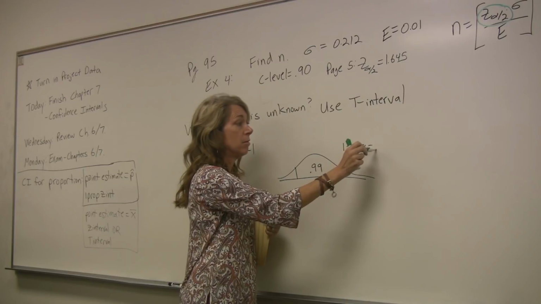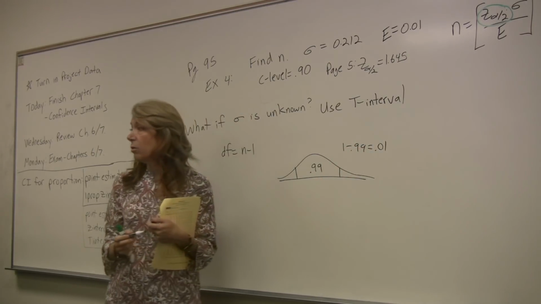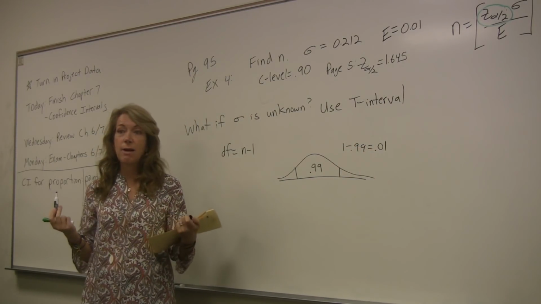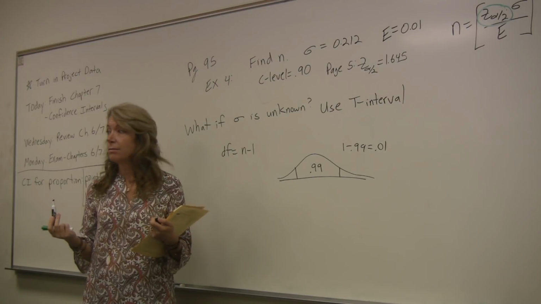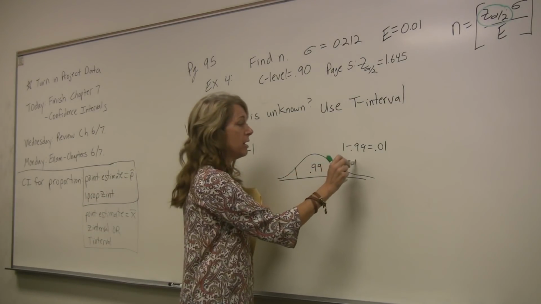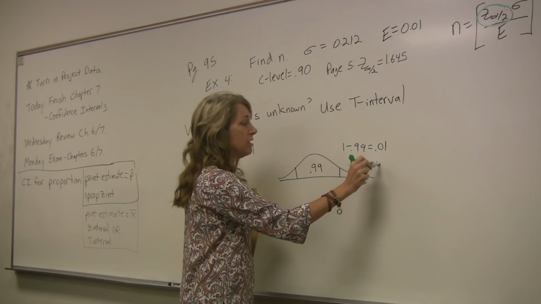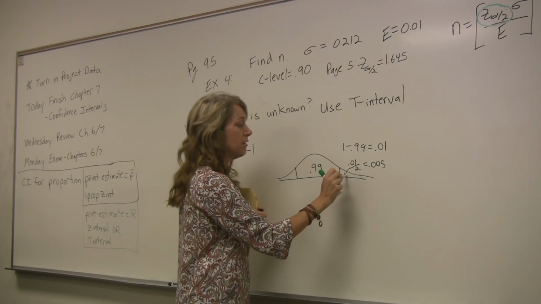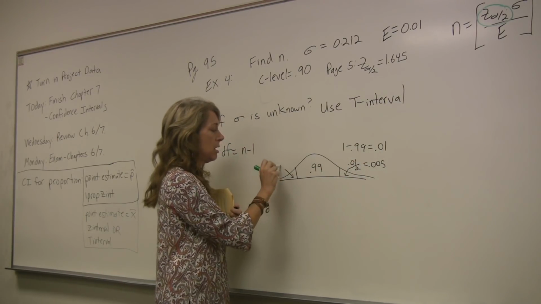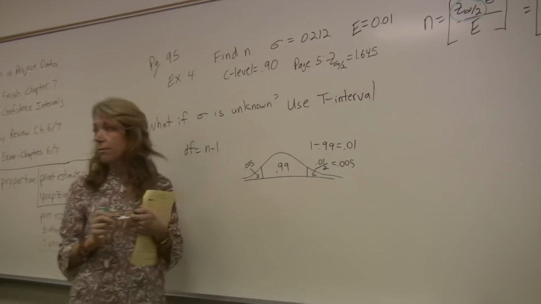0.01, right? 1% is the area outside. So how much is in each tail? 0.01 divided by 2, or 0.005. 0.005 in here, and 0.005 in here.